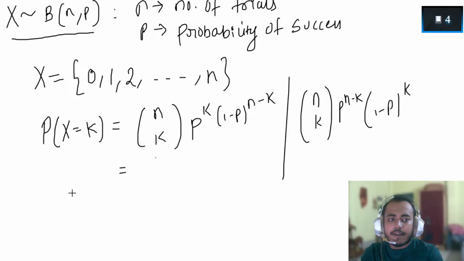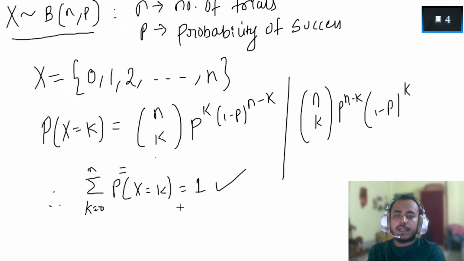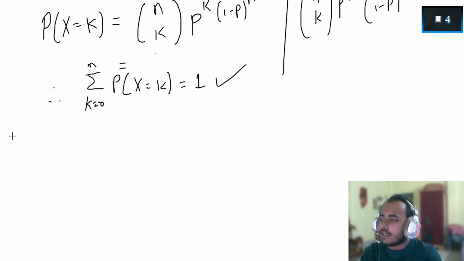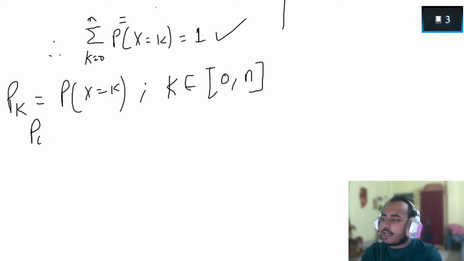And you basically have the summation k equals 0 to n, probability that x equals k is equal to 1. This must be satisfied, right? Because it's a distribution, so the sum of all the probabilities must be 1. What I mean is this. If you call pk the probability that x is equal to k, and you know that k takes on the values from 0 to n, all the integer values, then we must have that p0 plus p1 plus p2 all the way up to plus pn equals 1.